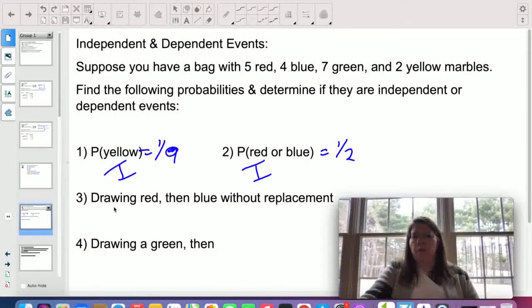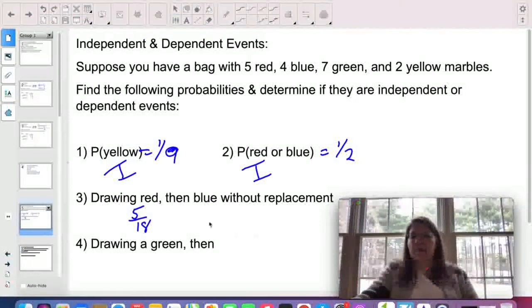Look at 3. We want to find the probability of drawing a red, then a blue without replacement. In other words, I'm going to reach into the bag, draw out a red. Well, let's think about that. There are 5 red out of the total 18 in the bag. So if I draw a red, the probability of it being red is 5 over 18.